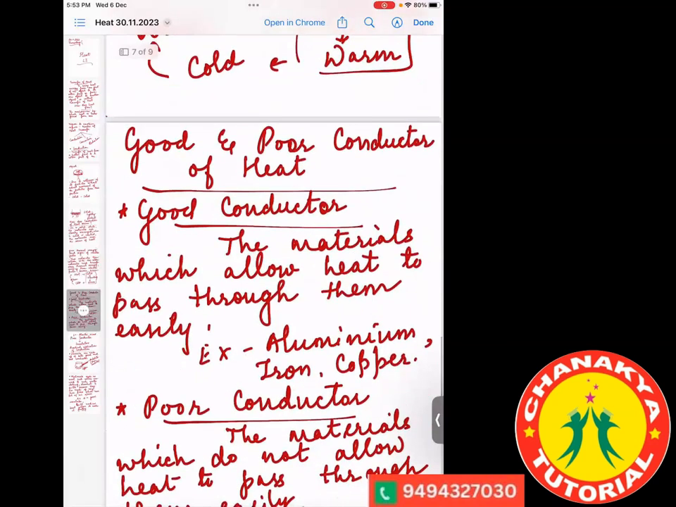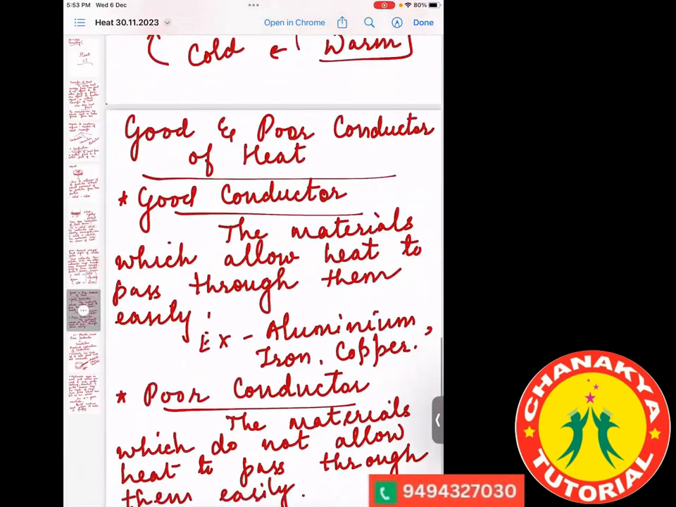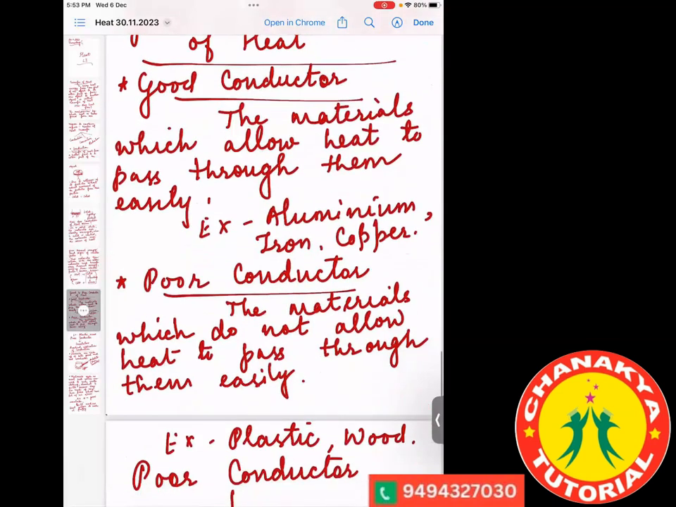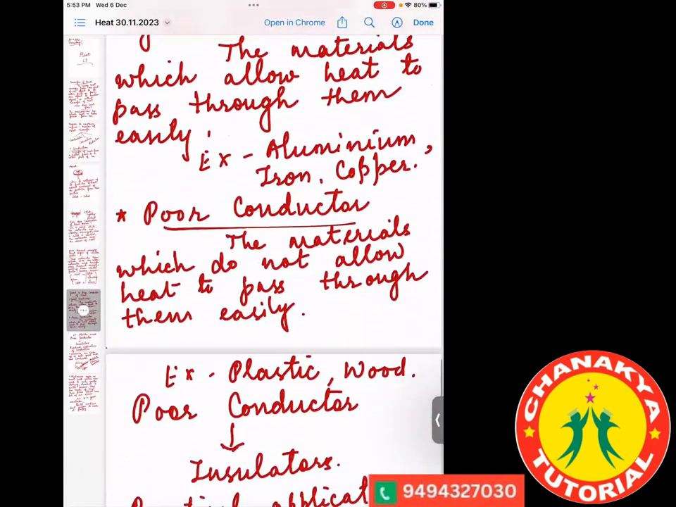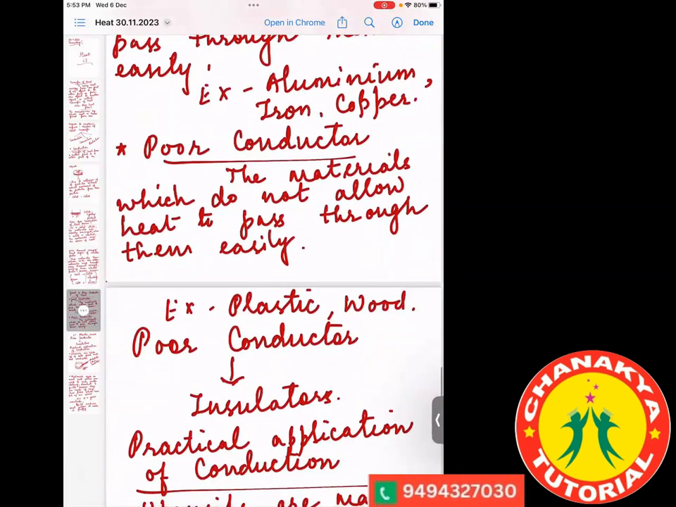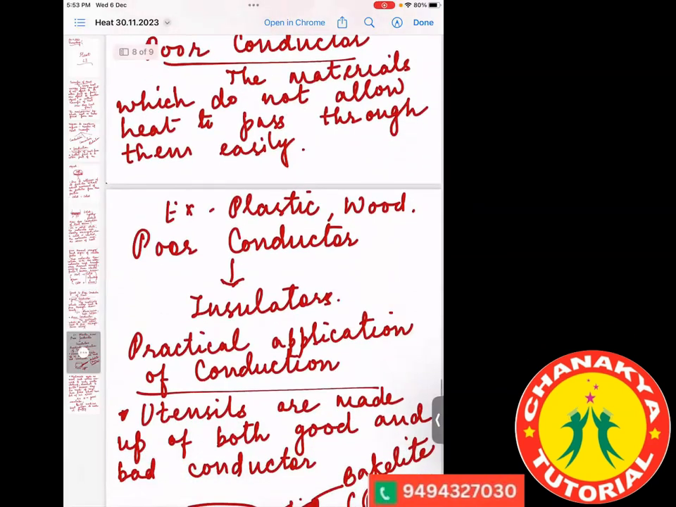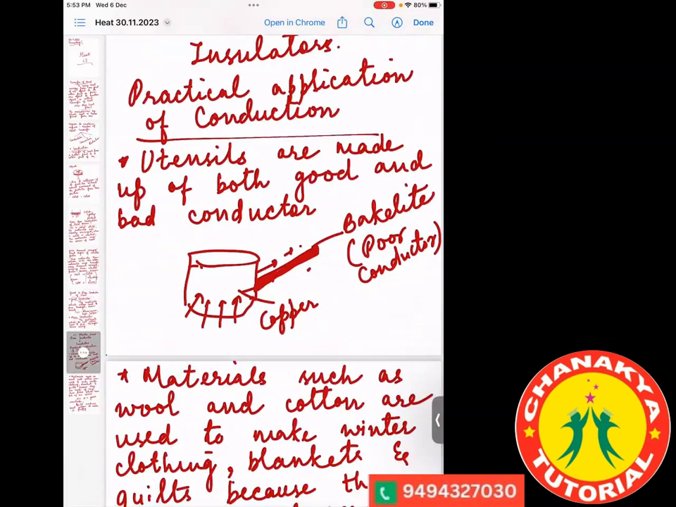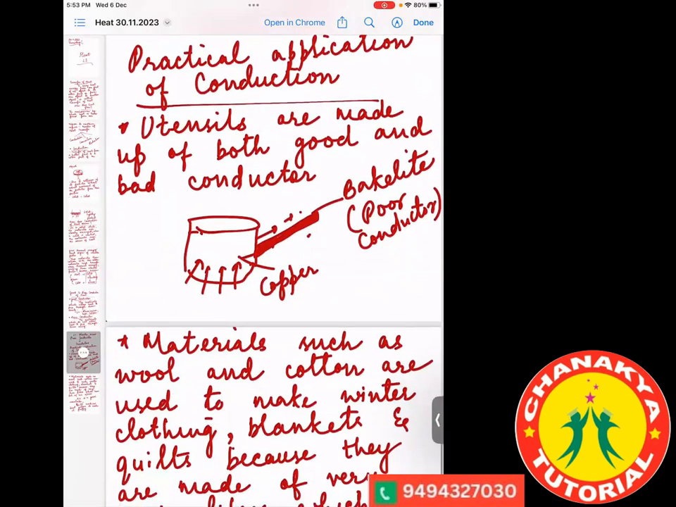Then we studied good and poor conductors of heat. Good conductors are materials which allow heat to pass through them easily, like aluminum, iron, and copper. Whereas poor conductors are materials which do not allow heat to pass through them easily, for example plastic and wood. We use this conduction process daily in our day-to-day life.